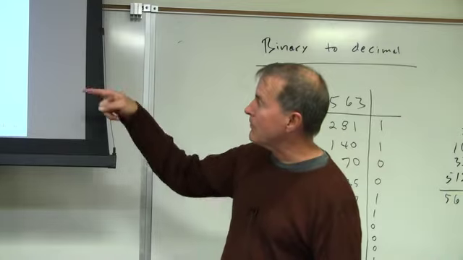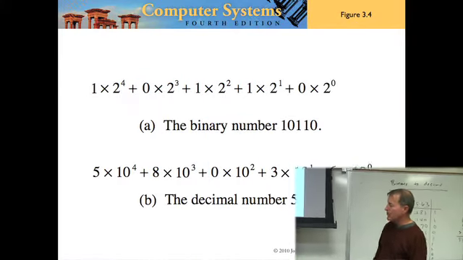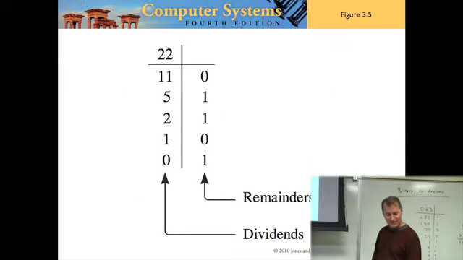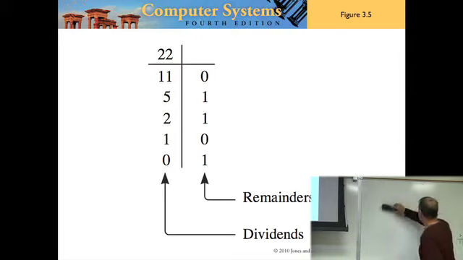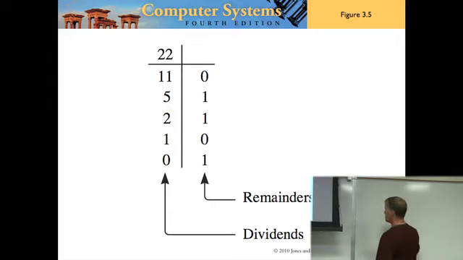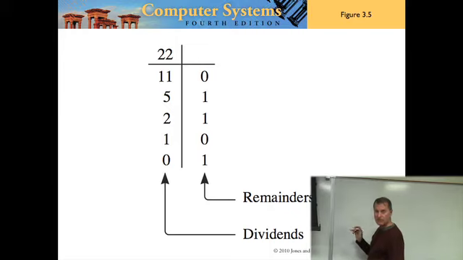Here's figure 3.4, the polynomial representation: powers of 10 for decimal, powers of 2 for binary. And here's 22 done using this little algorithm. Is everybody good on how that works? So now I have a question for you. Now we know how to count and how to convert from decimal to binary and binary to decimal, but we are assuming unsigned values.